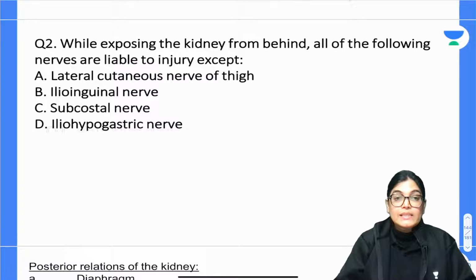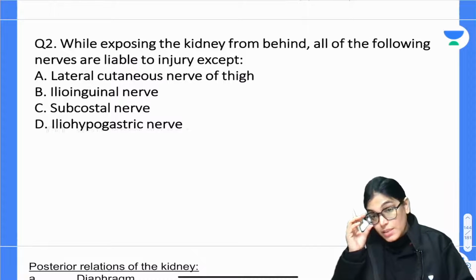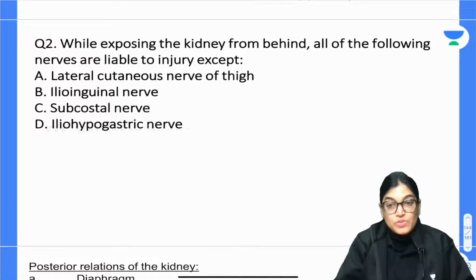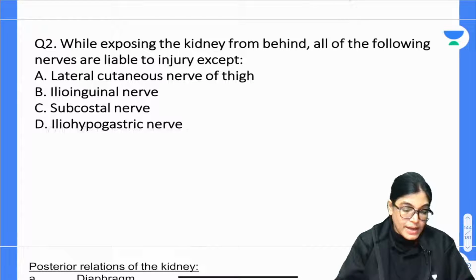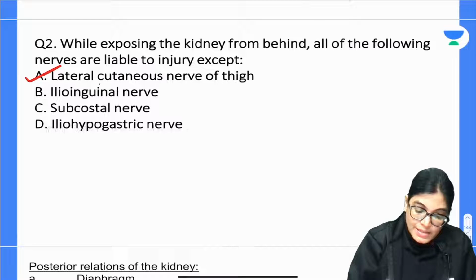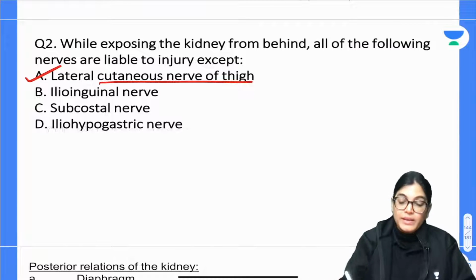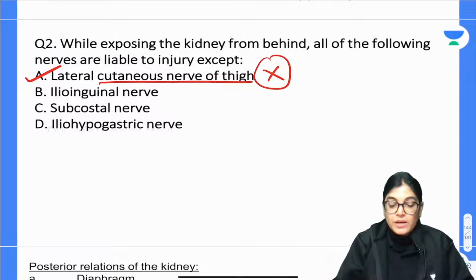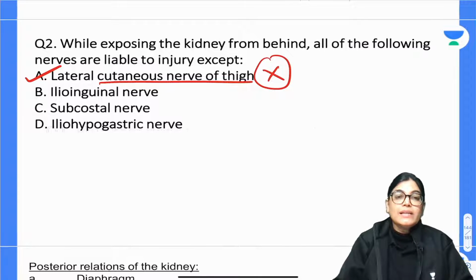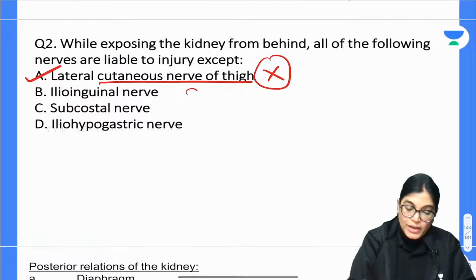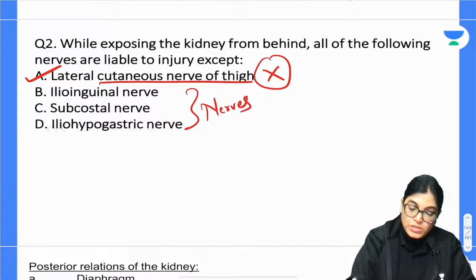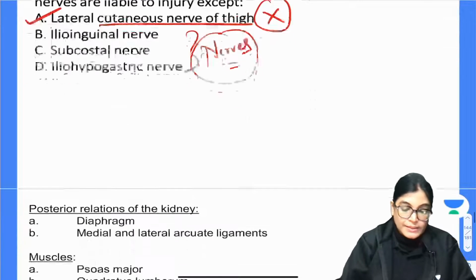So in this MCQ we have to know the posterior relation of kidney. So we have to know all important muscles, nerves and other structures which are lying on the posterior relation of kidney and which are not. Mulai has also given the answer. Actually the correct answer is lateral cutaneous nerve of thigh, which is not lying in the posterior relation of kidney. So lateral cutaneous nerve of thigh is not going to get injured when the kidney is approached from behind. Other than that, ilioinguinal, subcostal, iliohypogastric, all these nerves are lying in posterior relation of both the kidneys, right and the left.